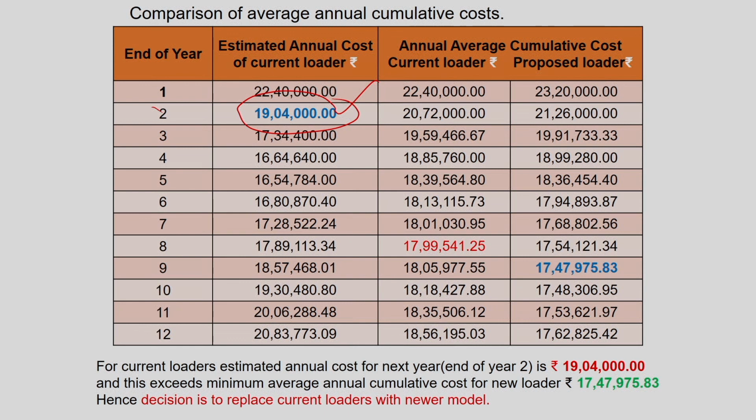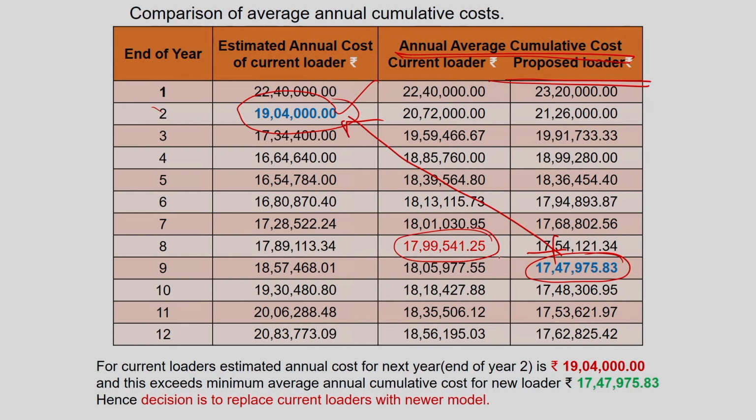You compare it with the minimum average annual cumulative cost of the proposed loader. For the proposed loader, the minimum average annual cumulative cost is 17 lakh 47,975. You compare this and this. Since the estimated cost for the current loader for the next year is very much higher than the proposed loader, it implies that you have to replace immediately. So, you have to replace the current loader with the new loader as per Dr. Douglas's guidelines.